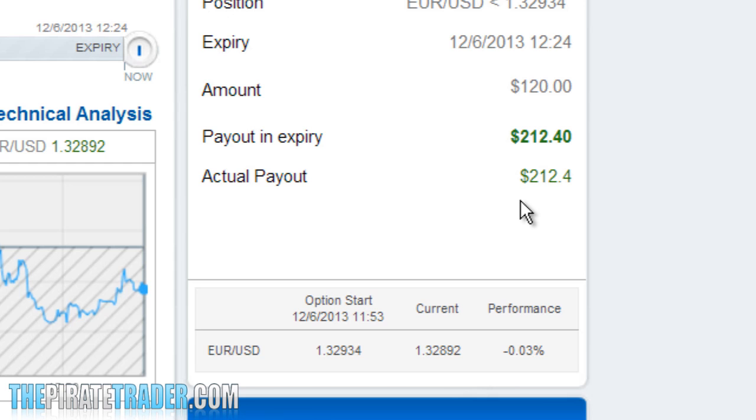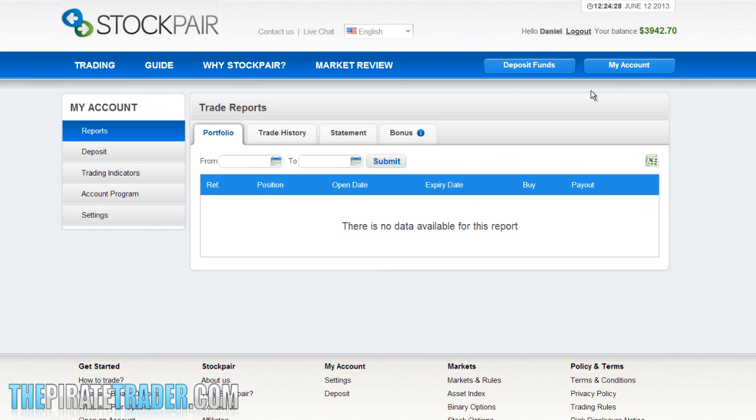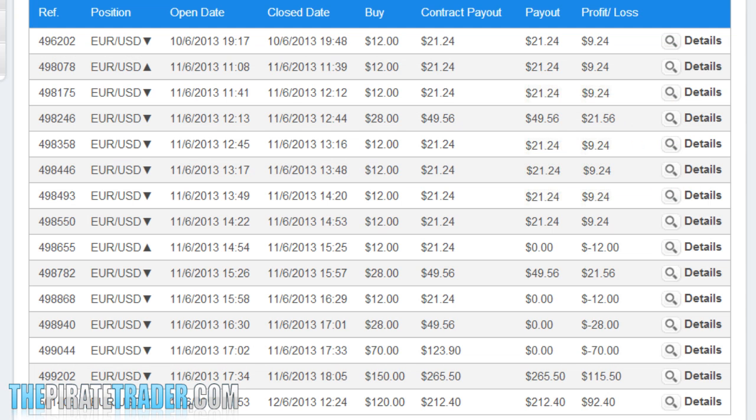So let's take a moment and check my trade history again. We'll click on the My Account tab. I'm going to click on the Trade History button, and here you can see a list with all the trades that have been submitted. This shows all the information regarding all your trades. Here you can see the trade for $120, and we created a put down trade. This was a winning trade, and the payout was $212.40, giving me an overall profit of $92.40 in just 30 minutes using my strategy.